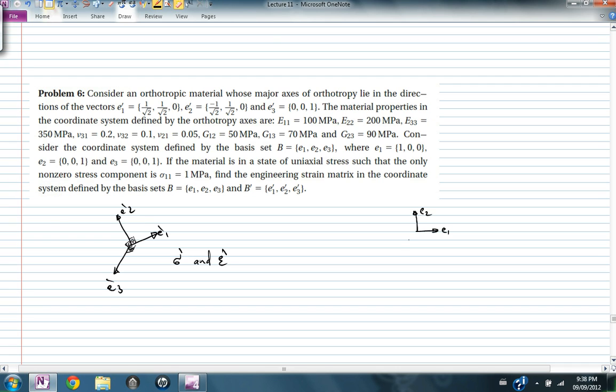I'm not writing the relationship between sigma and epsilon. So the material properties in the coherent system defined by the orthotropy axes, which are given by E-1, E-2, and E-3, are given by E11, E22, E33, Poisson's ratios 3,1, 3,2, 2,1, G12, G13, and G23. And now we have a new coherent system defined by the basis set B. It's equal to E1, E2, and E3, where E1 is the traditional 1, 0, 0, E2 is 0, 1, 0, and E3 is 0, 0, 1.